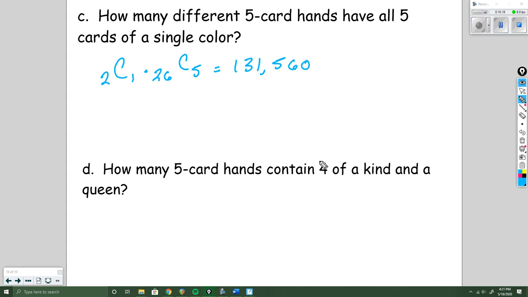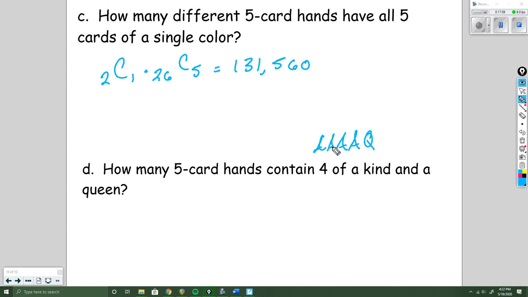All right, moving on to part D, it says how many 5-card hands contain 4 of a kind and a queen. Okay, 4 of a kind is 4 of the same cards. So maybe like 4 aces and a queen would be an example of a hand that contains 4 of a kind and a queen. One thing to note is that they can't all be queens. There's only 4 queens in a standard deck of cards. All right, so one option that we don't have to consider is one in which we have 4 queens and then another queen.